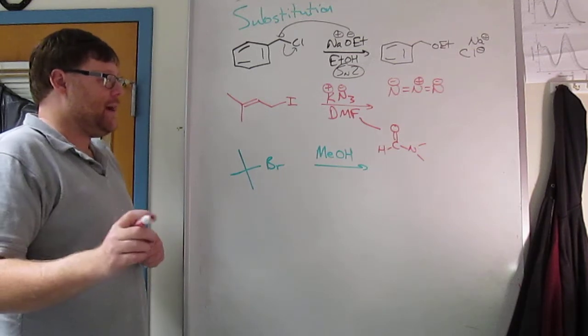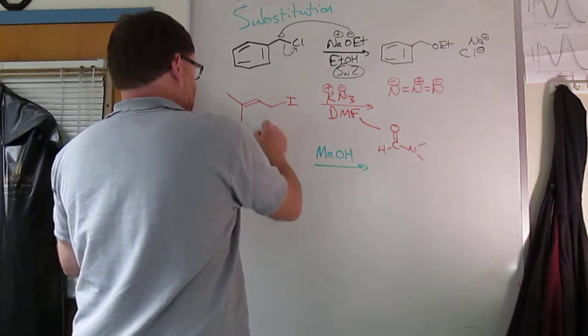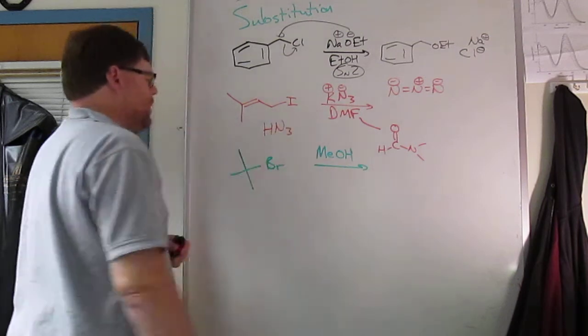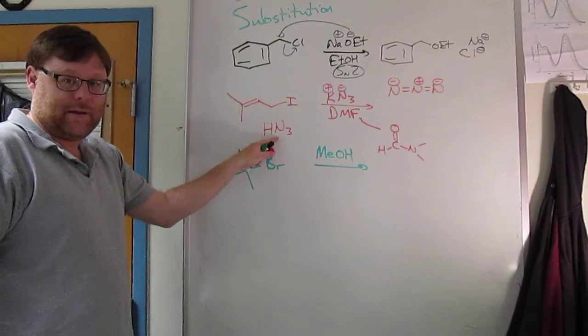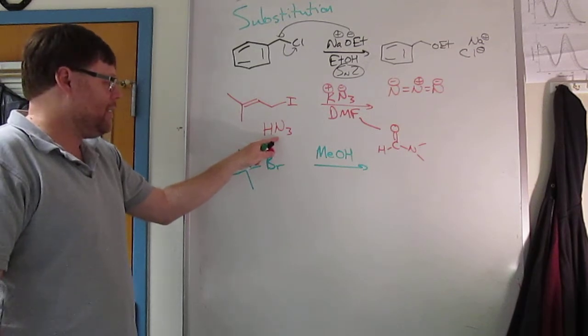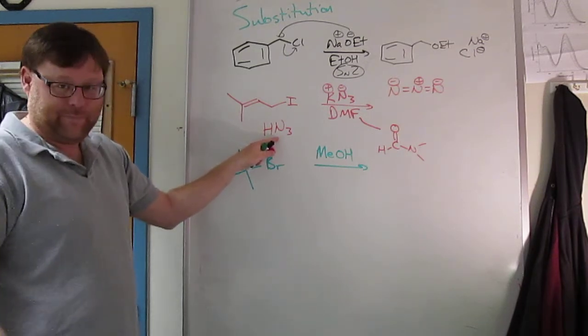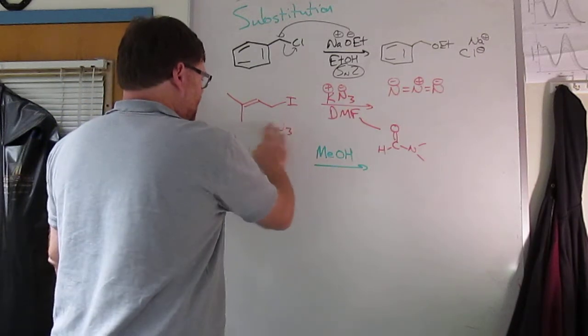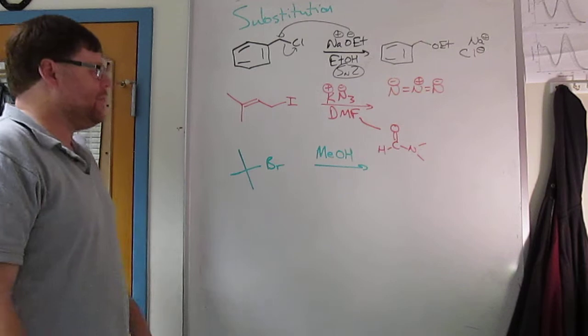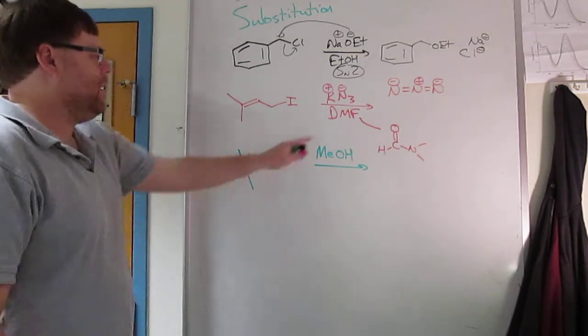As an interesting aside, HN3, so if you protonate azide, HN3 is about as toxic as cyanide, and it's also explosive. Good times. So anytime you're ever going to work with azide, try to avoid having strong acids around. Okay, back to the point.